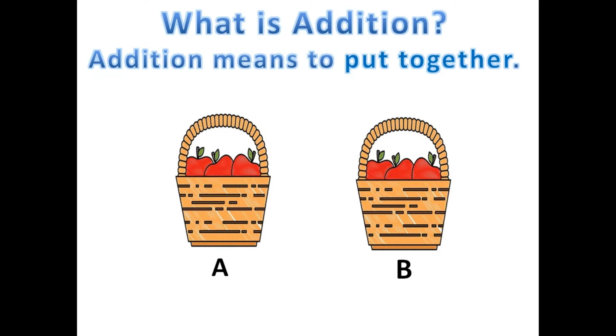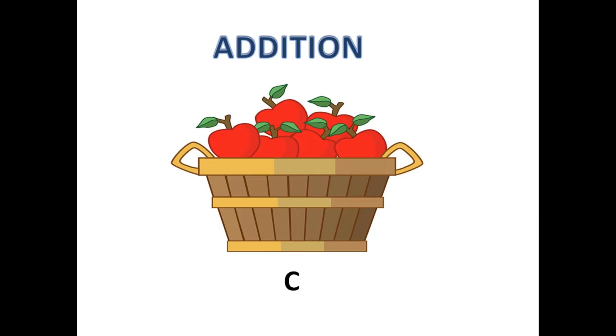What is addition? Addition means to put together. If you have 3 apples in basket A and 3 apples in basket B, so if you put all these apples from basket A and basket B together, then what happens? Addition. This is addition.